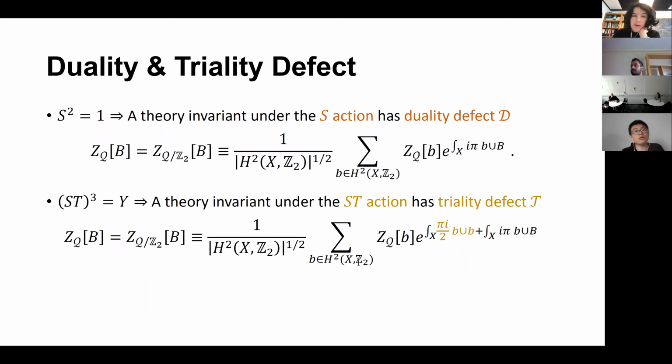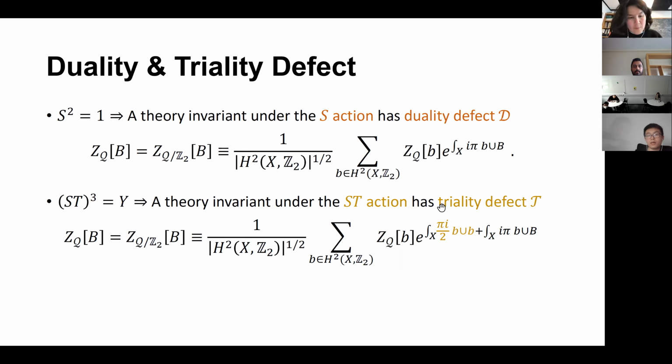So now let me discuss duality and triality defects. The idea is that we want to look for theories that are invariant under gauging. If we have a theory that is invariant under the S gauging of a Z2 1-form symmetry, the theory will have duality defects. The reason why we call it a duality defect is because S squared equals 1. And if we find a theory that is invariant under ST gauging of a Z2 1-form symmetry, this theory will have triality defects.